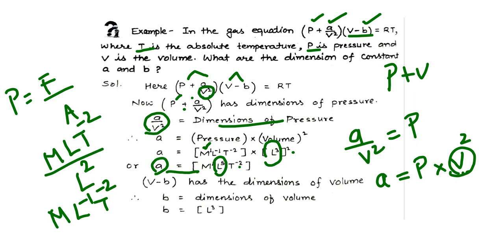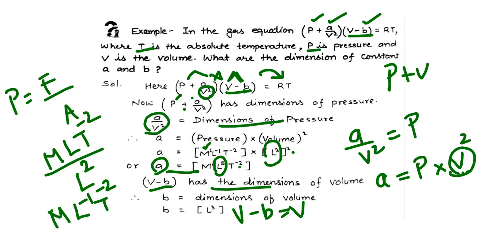Now I am saying about this quantity, V minus B. This is a subtraction and cannot be equal to the other term. Each and every term that you are adding should have equal dimensions. That means V minus B has the dimension of volume. So what is B also having? Definitely B is also having the dimension of volume.